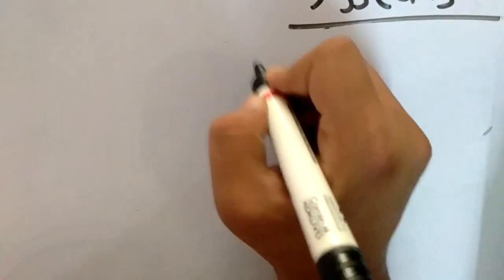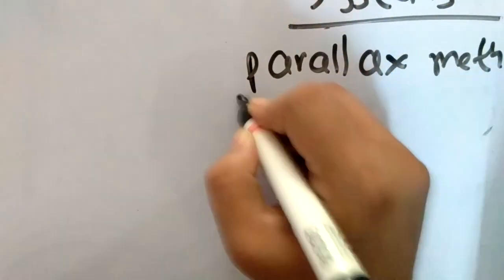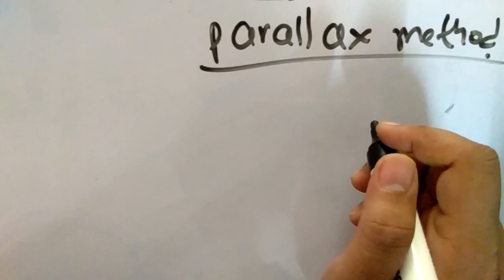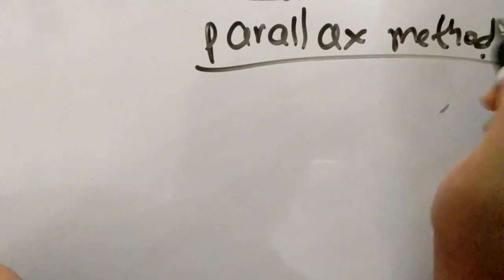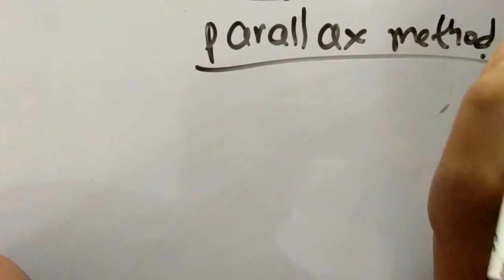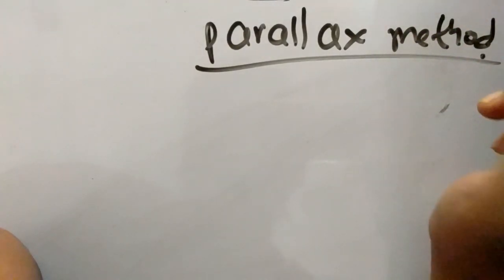Now after this we will do the parallax method, and this is the application of all this chapter, the measurements and units chapter. So the first application is the parallax method. So what is the parallax method? In the parallax method, we measure the distance of a planet or star from the earth, or the distance between the earth and a planet, or between the earth and a star. So that is the parallax method.